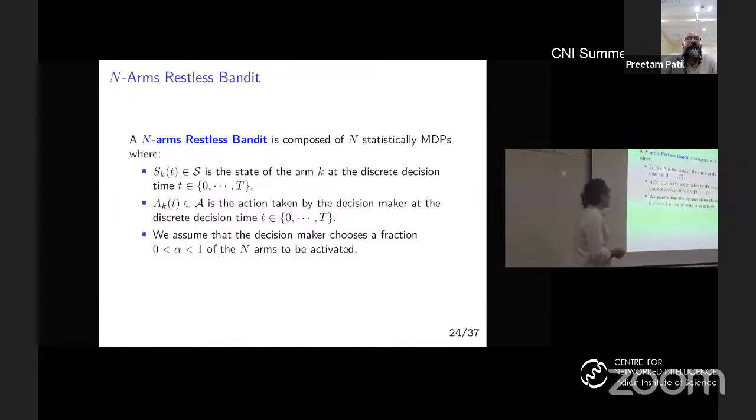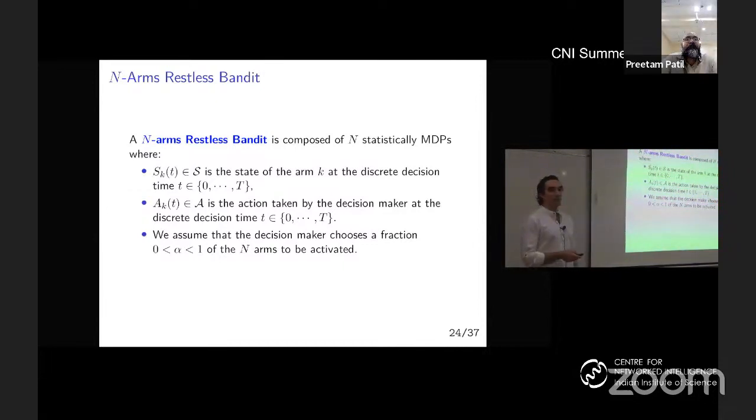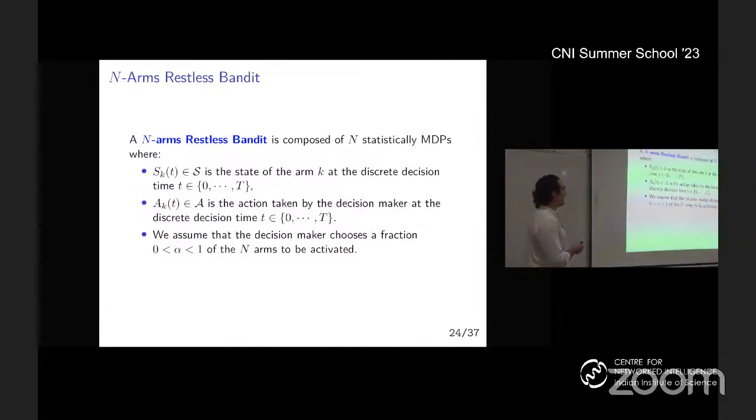And what we assume is that the decision maker has to choose only a fraction of arms to be activated. What does it mean? Activated means that A_k should be equal to 1. So at every time instant I can put only a fraction alpha of arms at A_k equal to 1.